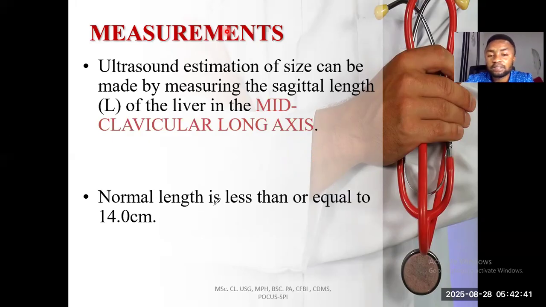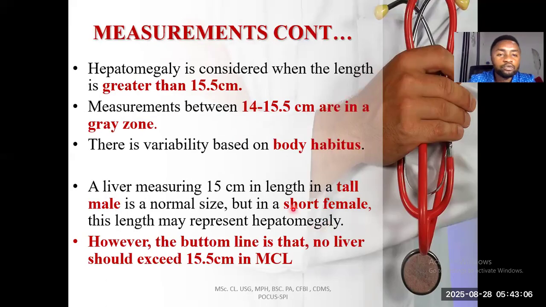The normal length is less than or equal to 14 cm. That's actually the normal length of the liver, but don't forget, we have some variations. So let me hit on that. Because people will think that when I measure the liver and I'm getting 14.5, it is abnormal. No, it doesn't mean that.